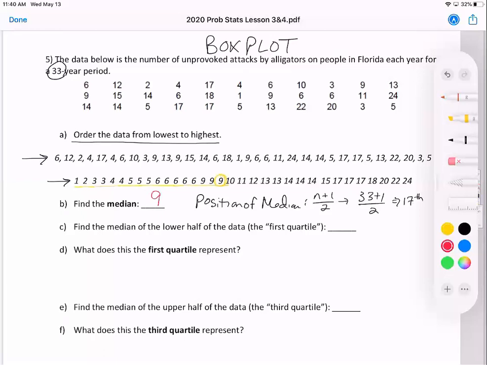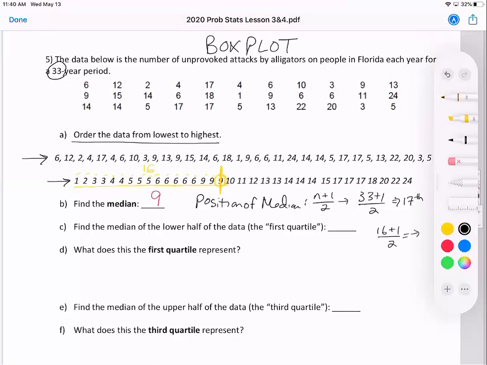So that would be a measure of center, the median. And then it says, find the median of the lower half. So if we draw a line through 9 here, we have an upper half and a lower half. Let's find the median of the lower half. Well, how many total numbers do we have? 1, 2, 3, 4, 5, 6, 7, 8, 9, 10, 11, 12, 13, 14, 15, 16 numbers in the lower half. So we would do 16 plus 1 over 2.